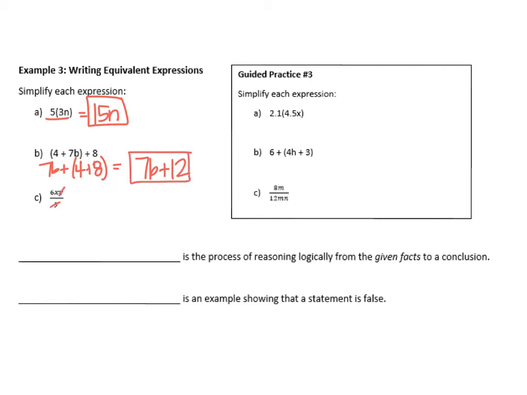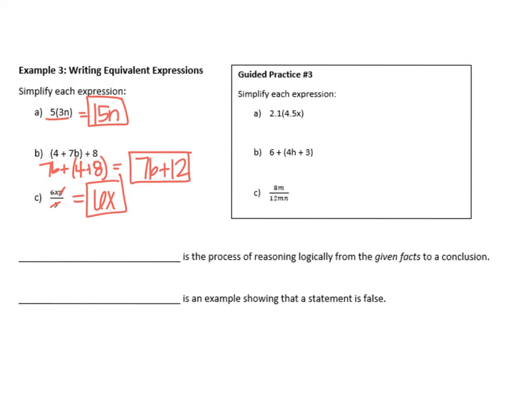C, let's cancel those y's. That is the inverse property of multiplication, and then you get 6x. It's y divided by y. Okay, pause the video and try A, B, and C on your own, and I'll give you the answers in just a second.